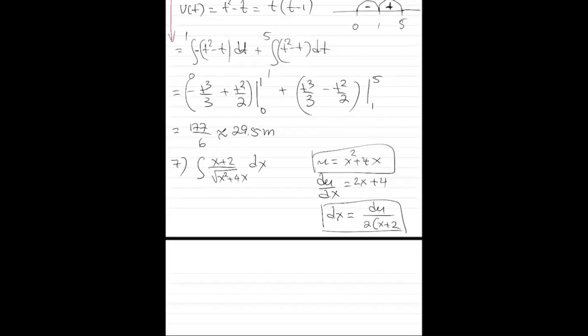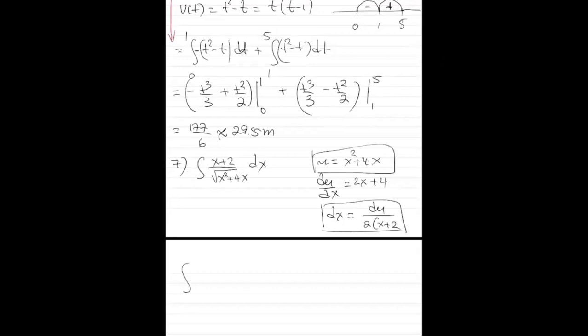This integral does not remind you of any formula you've studied, so we have to use a substitution, and we're going to substitute u to be x squared plus 4x, because that's under the square root. du dx is 2x plus 4. So we need to solve for dx, and that is du over, let me factor the 2 out. So this is the substitution we're going to do.